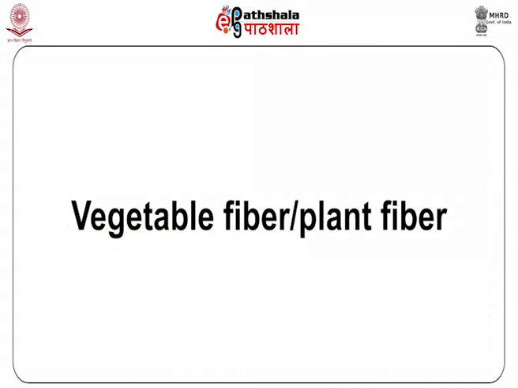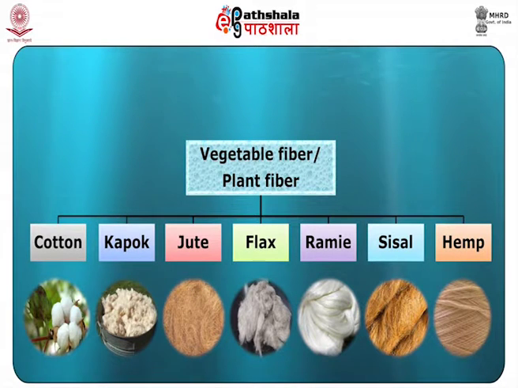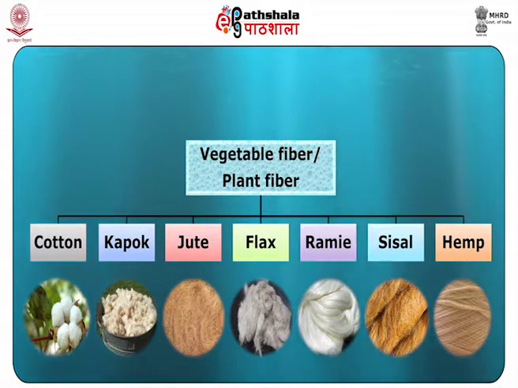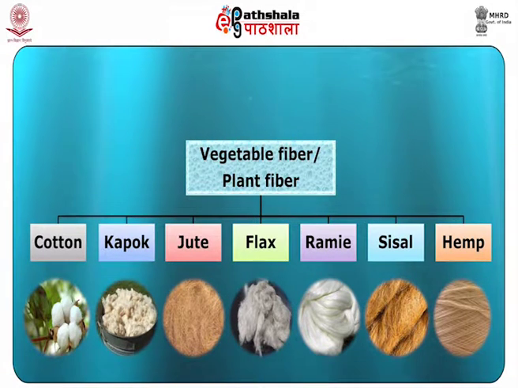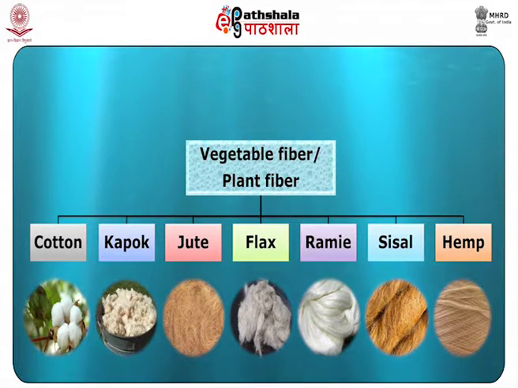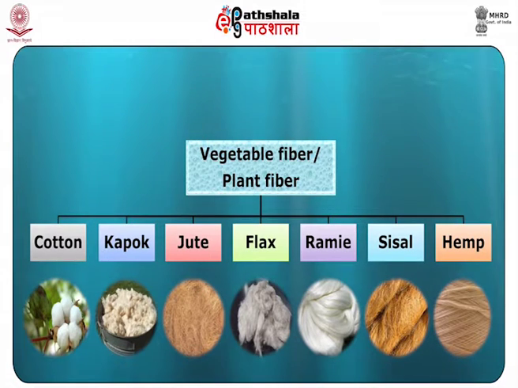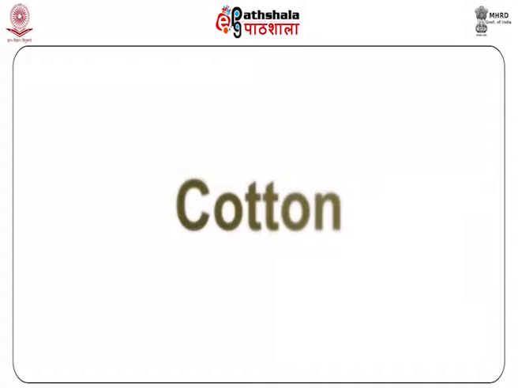Vegetative fiber or plant fiber. A wide range of plants including cotton, kapok, jute, flax, ramie, sisal and hemp may be used to produce plant fiber, and many fiber plants are grown as field crops to make paper, cloth and rope. Vegetable fibers are generally based on arrangements of cellulose, often with lignin. Cotton.